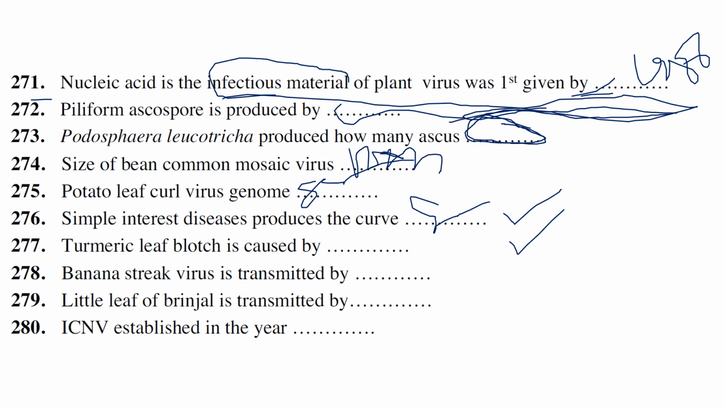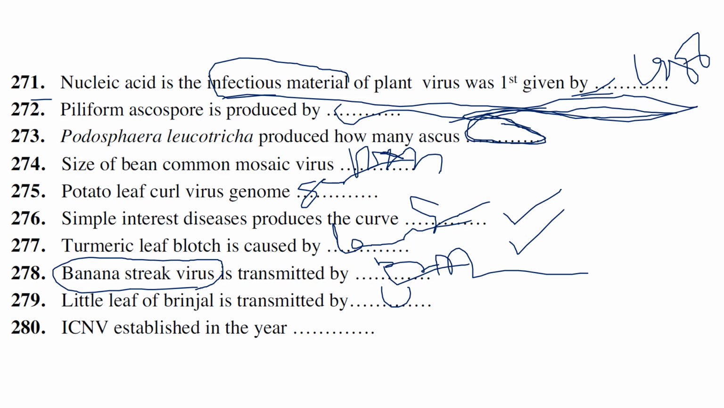Turmeric leaf blotch is caused by the fungus Taphrina maculans. Banana streak virus is transmitted by leaf hopper. Just a minute. Banana streak. Okay, anyway, banana streak is transmitted by mealybug, not leaf hopper. Banana streak virus and cocoa swollen shoot virus are transmitted by mealybug. And little leaf of brinjal is transmitted by leaf hopper.